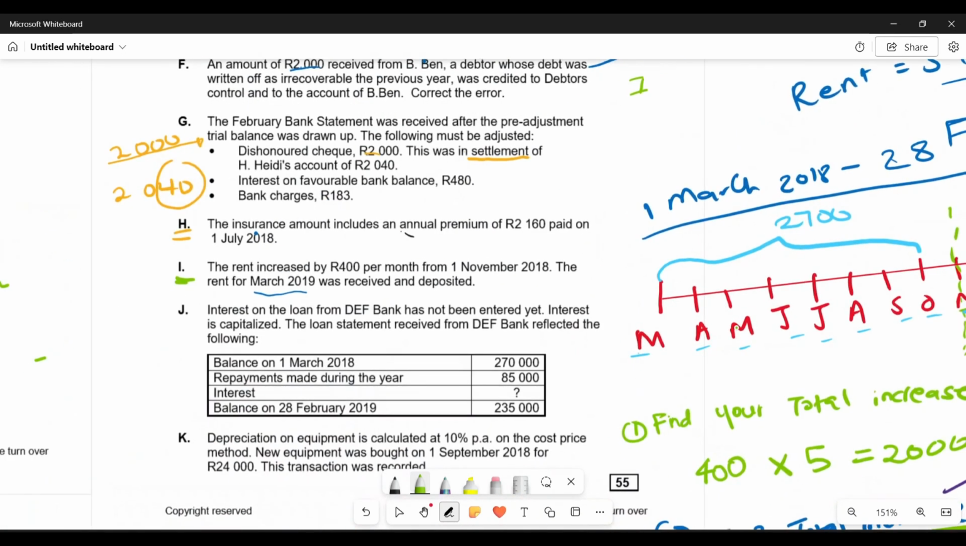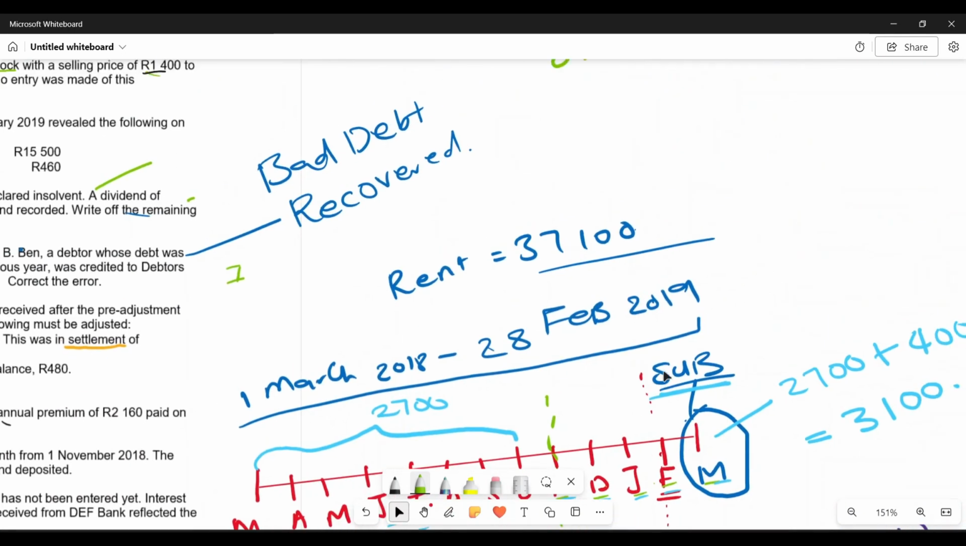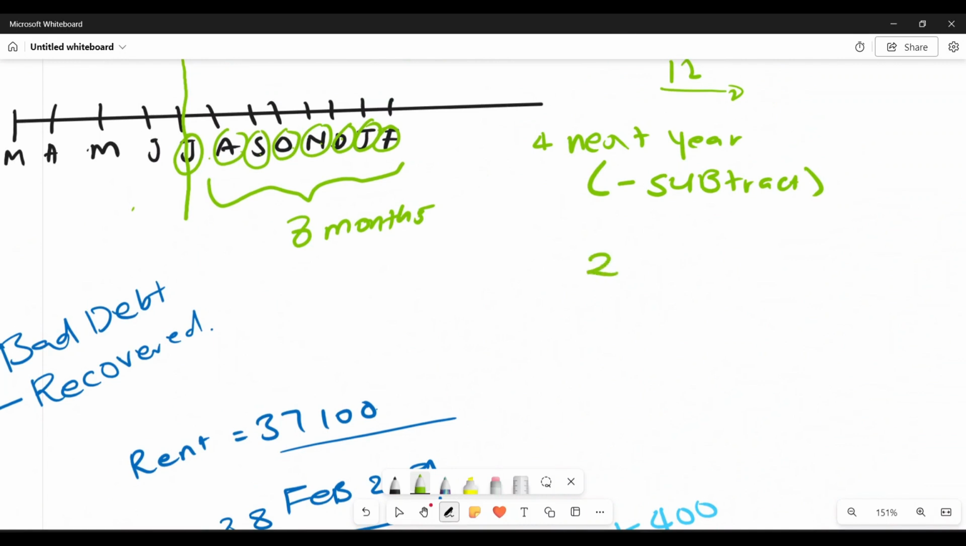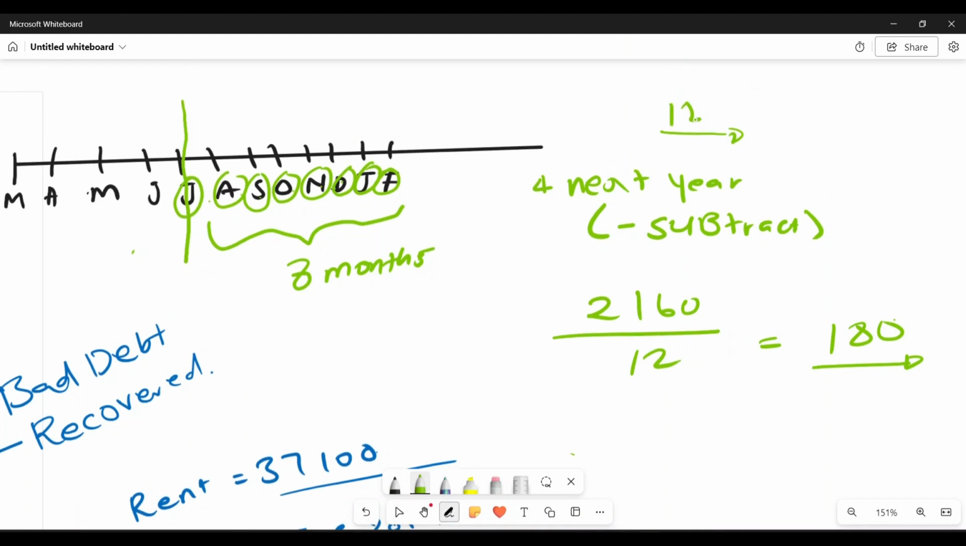Now, my insurance that I'm given here is 2,160. Because this is an annual amount, I'm going to divide this by 12. This would be equal to 180. This simply means that per month, our insurance will be paying 180. And remember, because these 4 months are for next year, we need to subtract it. So I'm going to say 180 multiplied by 4, which is the insurance for next year, and this would be 720.